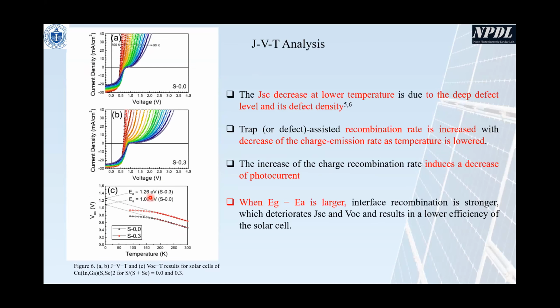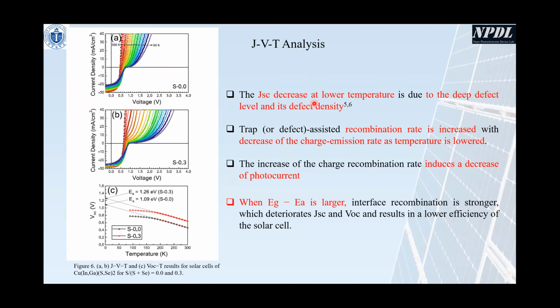And we also conducted JVT analysis. This is actually a very special analysis for the characterization of solar cells. In the JVT analysis we conduct this experiment from room temperature to 90 Kelvin using a low temperature cryostat chamber. And we see that for the sulfur 0 case, that means the device without sulfur, at low temperature the current density, which is the y-axis, sharply decreases. But for the sulfur 0.3 case, we observed that the current density does not decrease.